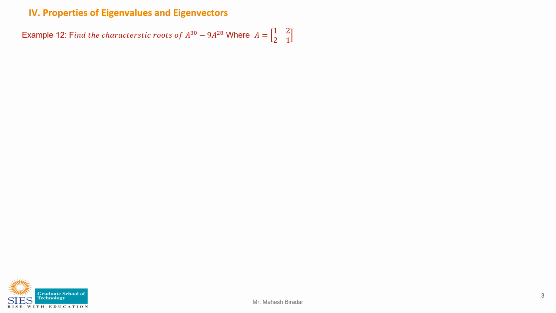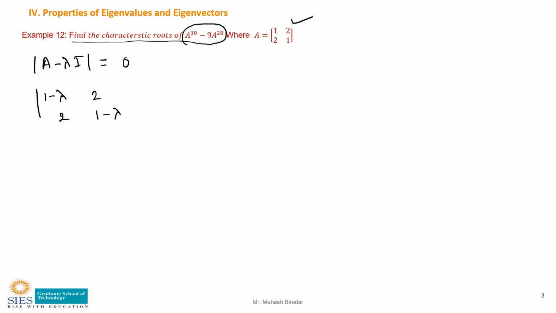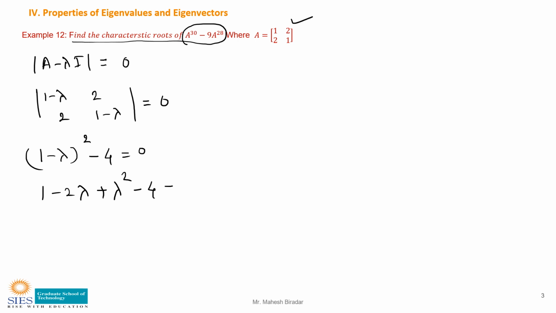You can see this example. This is again one of the university examples. In this example, we need to find characteristic roots, means eigenvalues of A raised to 30 minus 9 into A raised to 28, where A is this. So let us calculate first of all what are the eigenvalues of this A. So we need the characteristic equation: 1 minus lambda, then 2, 2 and 1 minus lambda. I think we have solved this example also. 1 minus lambda bracket square minus 4 equal to 0. So if you simplify this, we get the characteristic equation lambda square minus 2 lambda minus 3 is equal to 0, and lambda is equal to minus 1 and 3. These are eigenvalues of A, right?